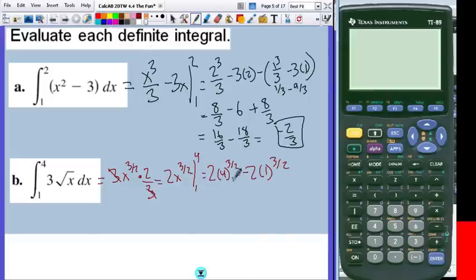And I'm plugging in, so 4 to the 3/2 power, I'm going to square root 4 first to get 2, and then 2 cubed is 8. So I get 2 times 8 minus 1 to anything is 1, so minus 2. 16 minus 2 is going to be 14.